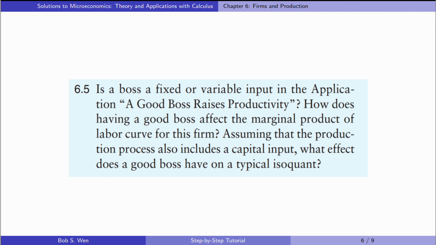Let's solve exercise 6.5. Is a boss a fixed or variable input? In the application, a good boss raises productivity. How does having a good boss affect the marginal product of labor curve for this firm? Assuming that the production process also includes a capital input, what effect does a good boss have on a typical isoquant?